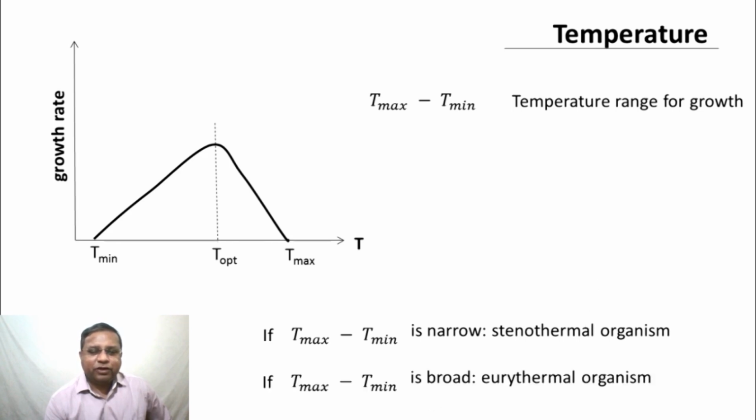If the temperature range of growth T max minus T min is broad, the growth occurs over a wide range of temperatures, let us say, then the organism is called a eurythermal organism.